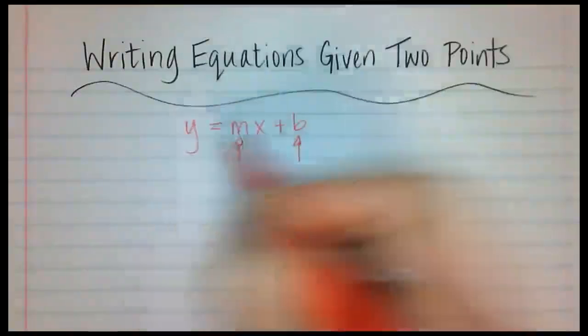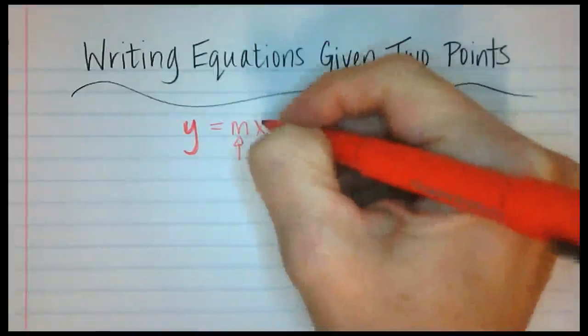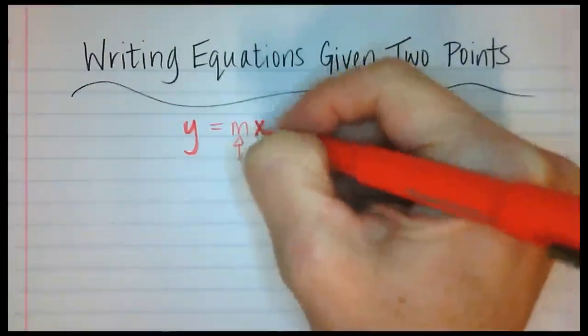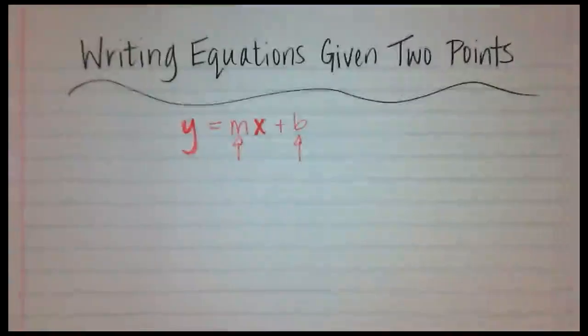Remember that the x and the y are always going to be in the equation. So those will be in there. But what we need to do is figure out what the m and the b are. All right. To do this, I like to make a chart.